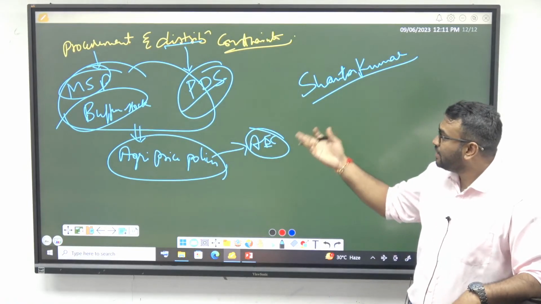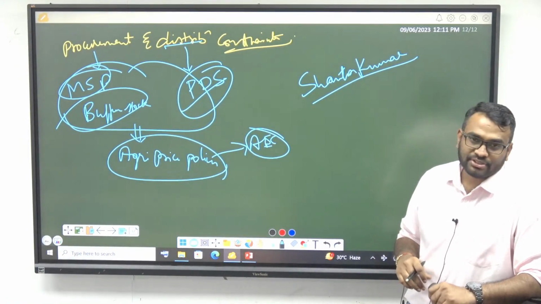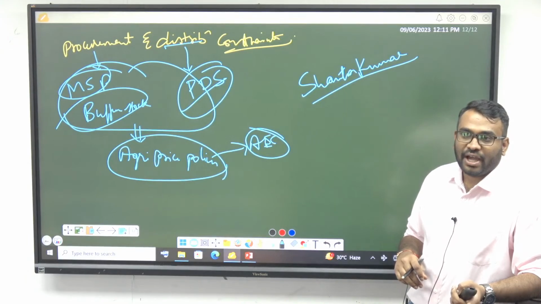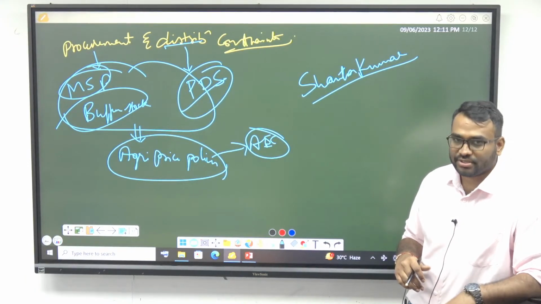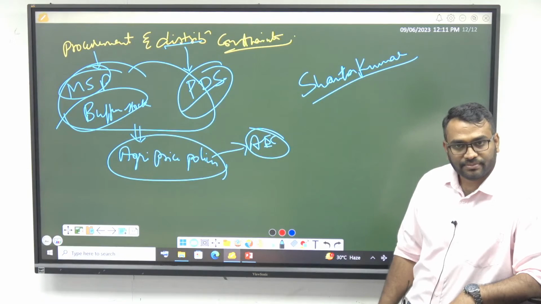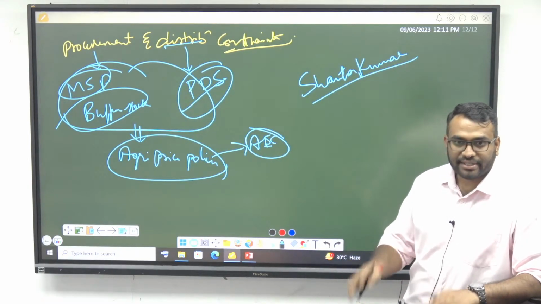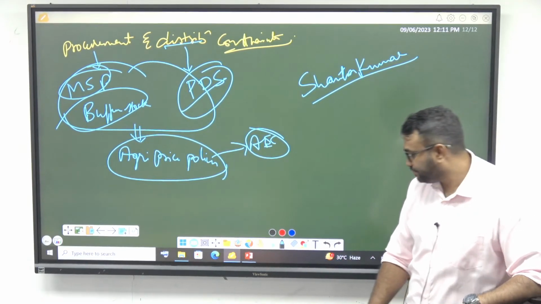And also you can say that an efficient procurement and distribution system ensures India has food security or nutrition security. That way also you can conclude the answer, right? But essentially again this is a content oriented question. Clear?